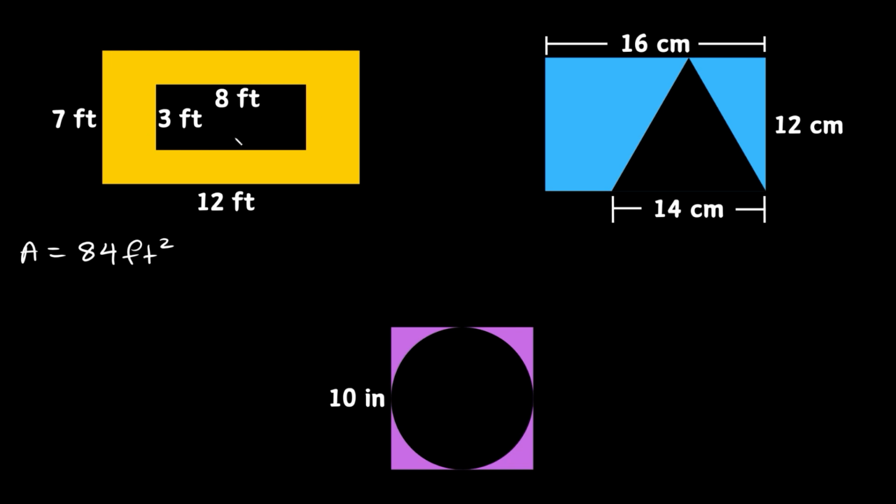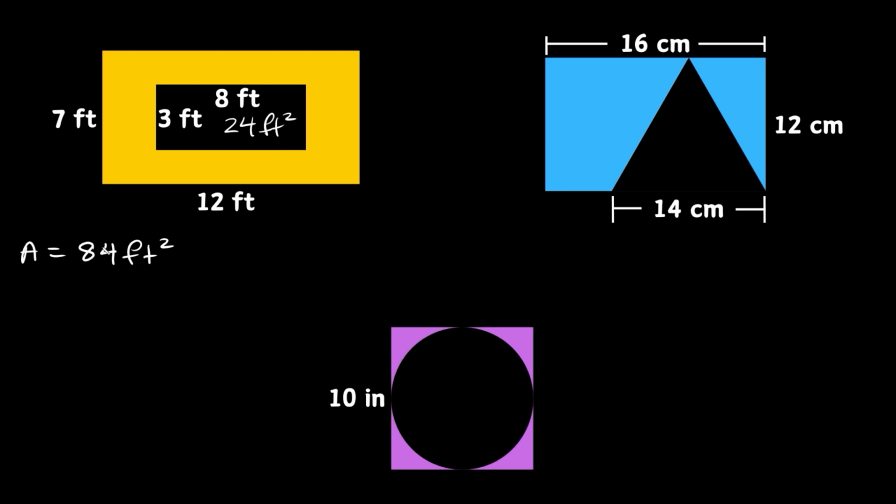But obviously the whole thing is not filled in, right? This middle part is cut out, or it's missing. So we need to subtract out this area. So what's this area right here? Well, it would just be 3 feet times 8 feet, which is equal to 24 feet squared, right?